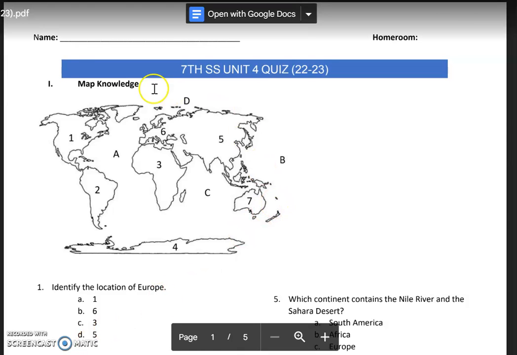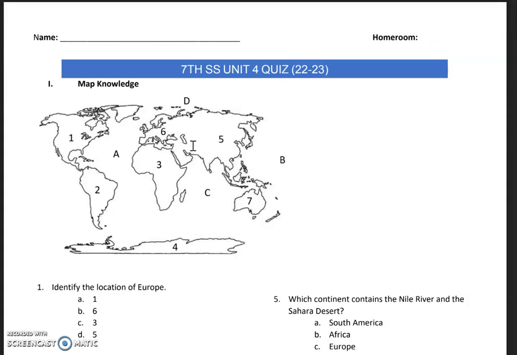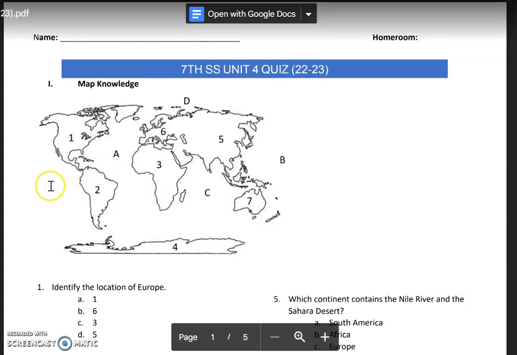All right, before you get started, go ahead and write your name at the top in your homeroom on the right. Every time you hear a question, go ahead and click pause on the video so you have time to think through your answer. The first section is map knowledge. You'll be looking at this map.